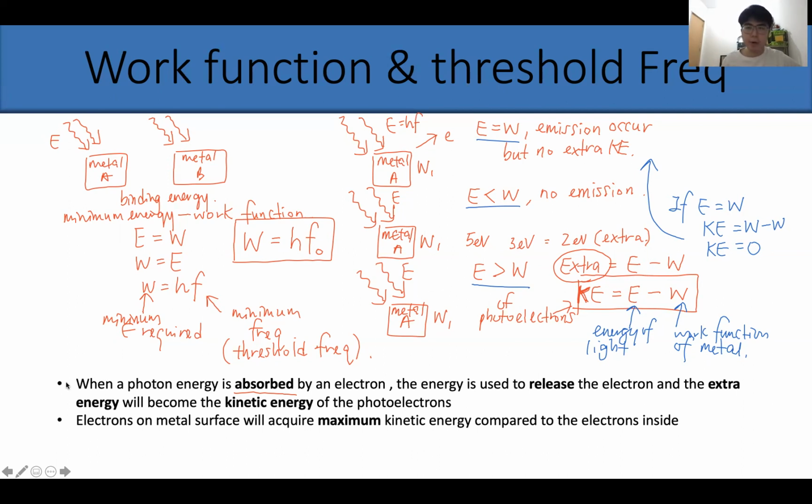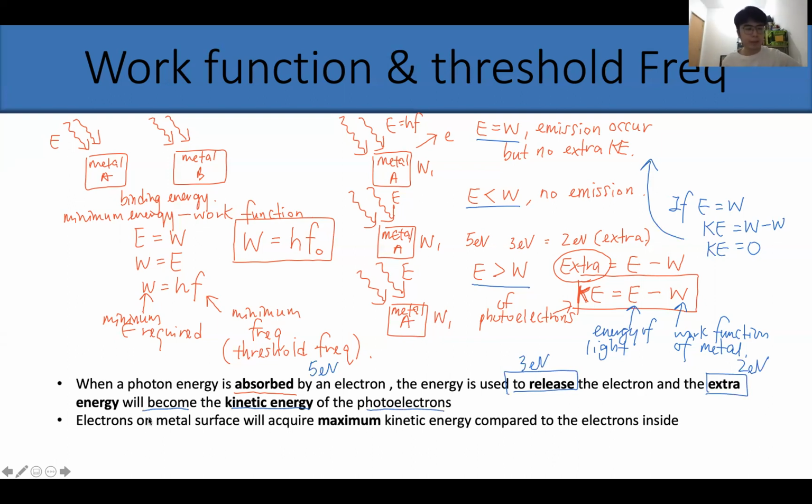Okay, so back to this point number 1. When a photon energy is absorbed by an electron, the energy is used to release the electron. So it's like 5 electron volt, 3 electron volt is used to release, and the extra 2 electron volt will become the kinetic energy of the photoelectrons.